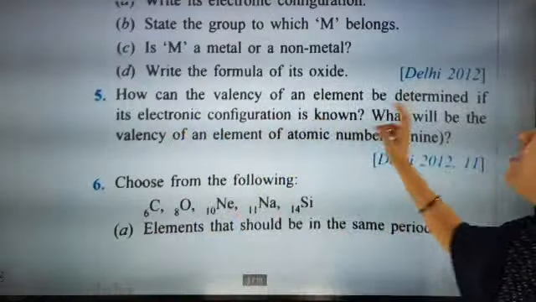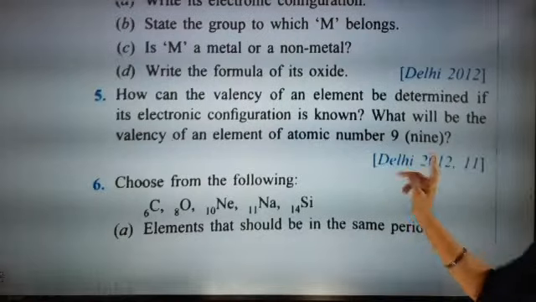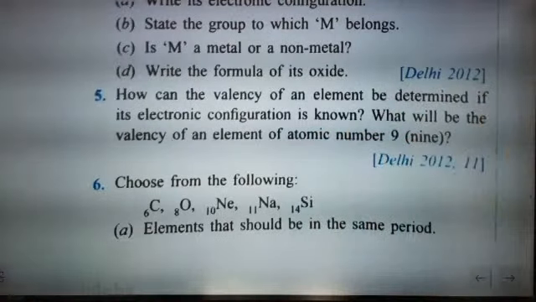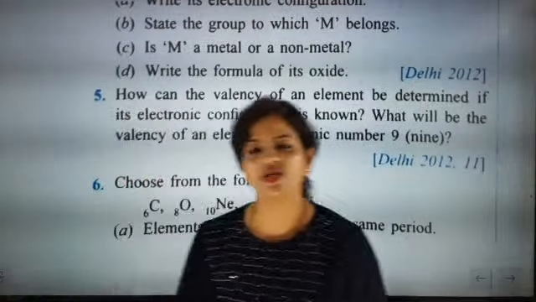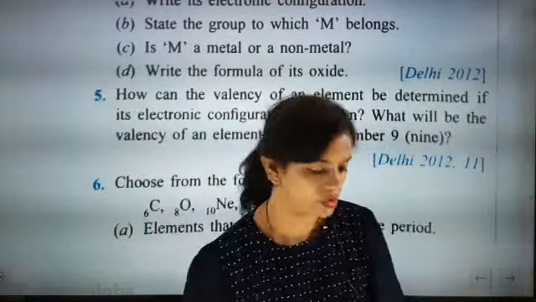How can the valency of an element be determined if its electronic configuration is known? What will be the valency of the element of atomic number 9? This is an open question. They are exactly throwing score at you. Grab it.